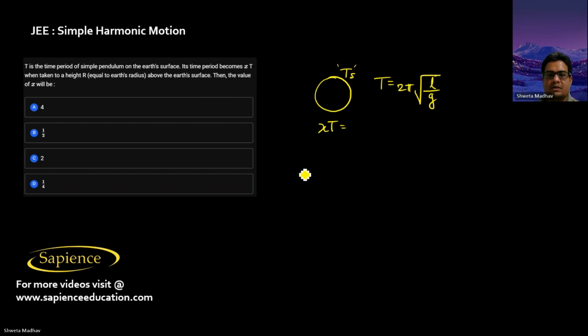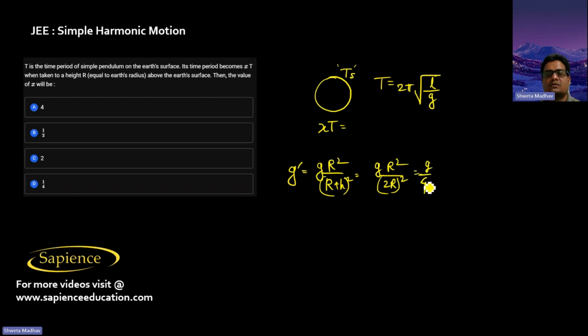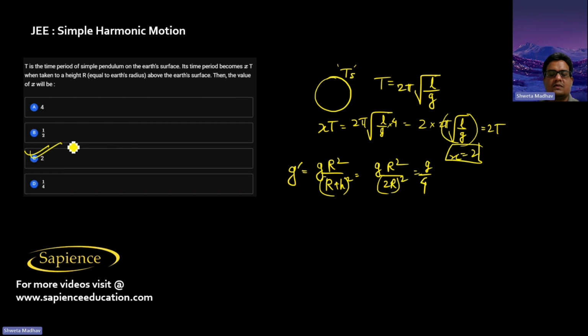So the value of g at a height h is given as g into R square by (R plus h) whole square. So this will be equal to g into R square by (R plus R, so 2R) whole square, equal to g by 4. So g dash is g by 4 at a height equal to R of the Earth. So xT will be equal to 2 pi root over L by (g by 4). So this will be root 4, that is 2, into 2 pi root over L by g. So it is equal to 2T. So x is equal to 2. So option C is the correct answer.